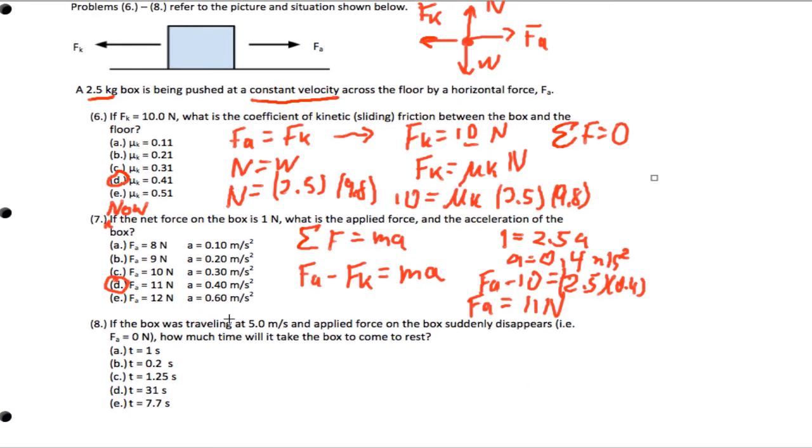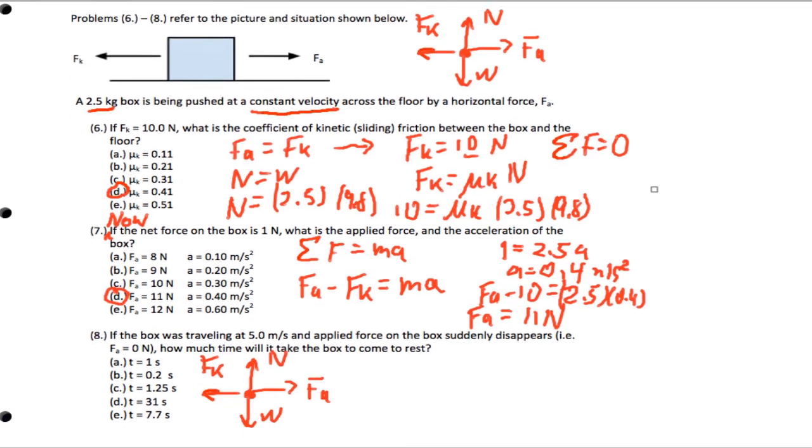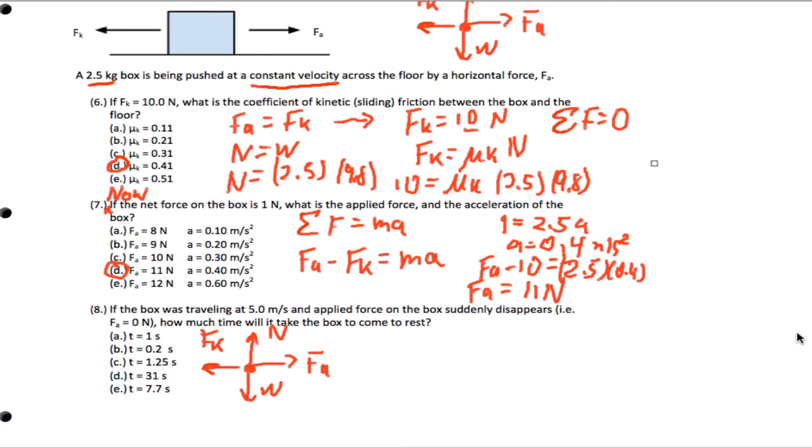Finally, we ask the question, if the box is traveling at 5 meters per second, and then we suddenly wipe out the friction, what's going to happen? Or we wipe out the applied force, what's going to happen? So let's just take this free body diagram from here and move it down to this problem and make a little change. And here's the little change we want to make. We are now going to wipe out the applied force. So we had an applied force, and that suddenly vanishes to 0.